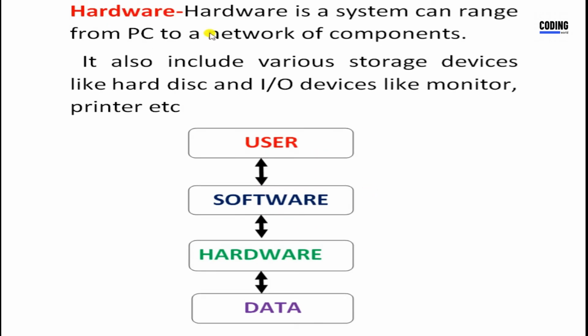Next component is hardware. So what is the role of hardware? Hardware is a system that can range from a PC to a network of components. It also includes various storage devices like hard disk and input-output devices like monitor and printer. If you want to communicate with data, you need storage devices like hard disk and input-output devices like a monitor to display the data on the screen, and if we need a hard copy, then we need a printer. So hardware is the third component.